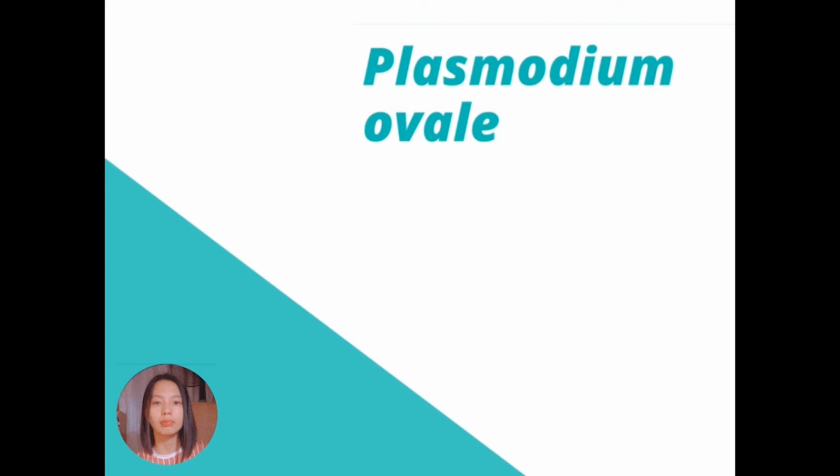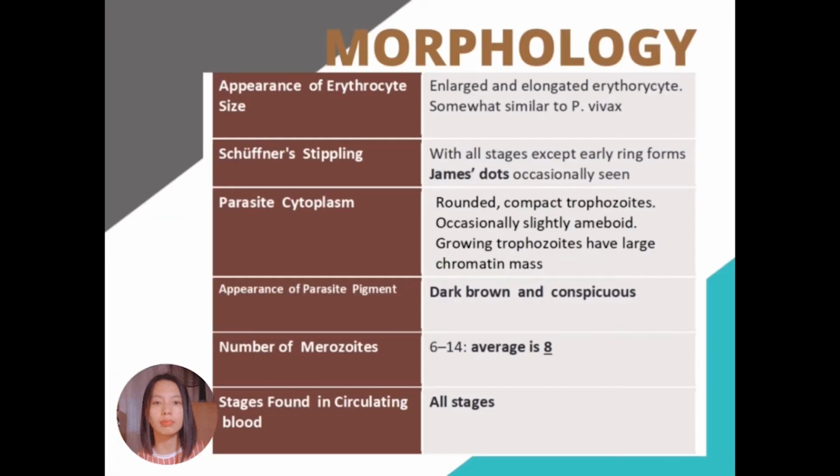In 1922, Stephens published a full description of the forms in the blood and named the parasite Plasmodium ovale in recognition of the oval shape of some of the infected erythrocytes. With that, Plasmodium ovale was the last of the malaria parasites of humans to be described. Next is its morphology.